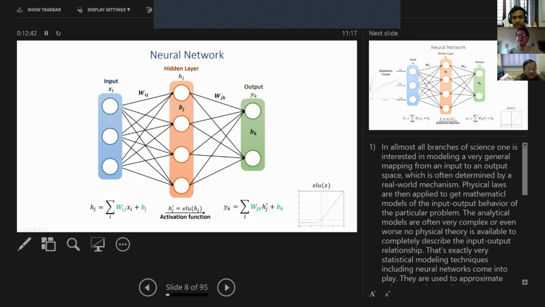Very simple function. And that's just to provide some non-linearity to the structure, to make the structure more complex and non-linear. The outputs of this are h_j dashed, and they're then passed into another set of connections with weights and biases, and so we get another linear combination of those outputs of the activation function. And that gives us our final output to the network.